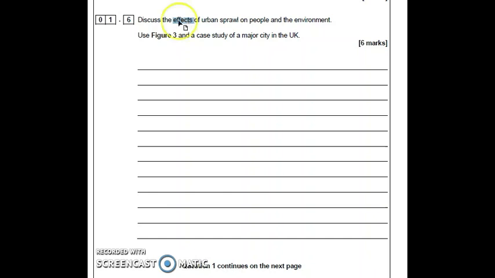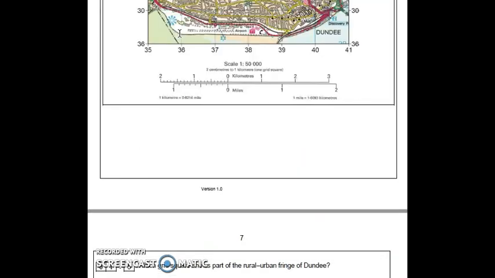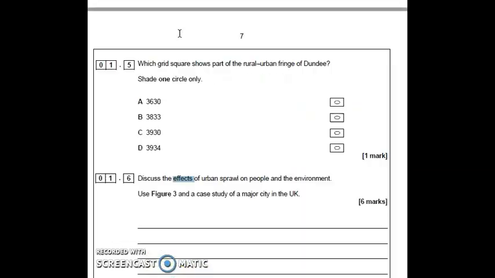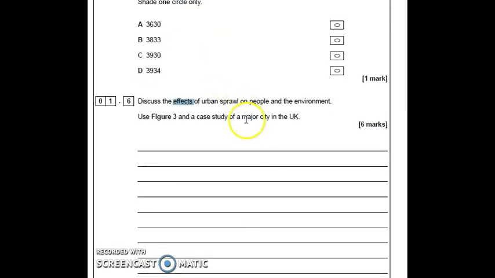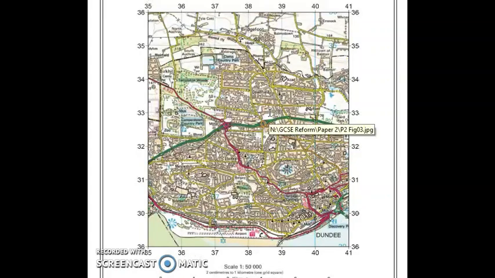So we've got to use the figure, which is an OS map of Dundee, which is this one here, and also a case study that we have studied. So our UK city is Nottingham. So if we use figure 3, basically what are the impacts of the city growing into the countryside? Well, the area most at risk is called the rural-urban fringe, which is basically all the area around the edges of the city. So we do need to reference something from this map.